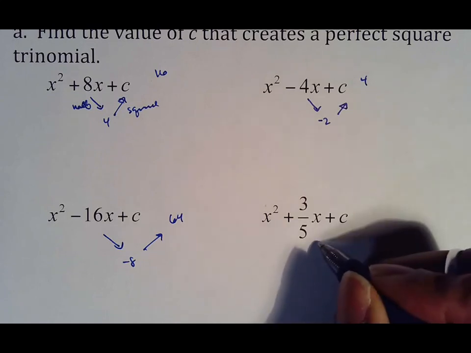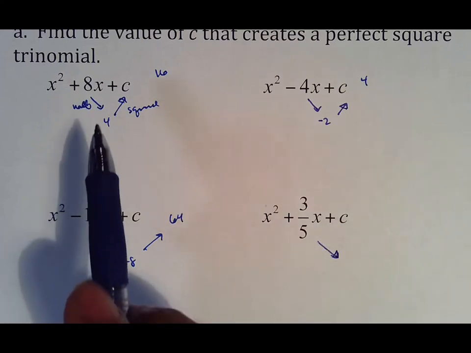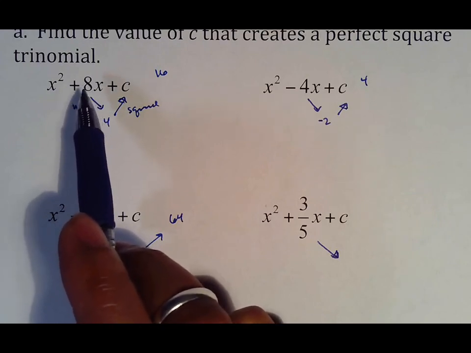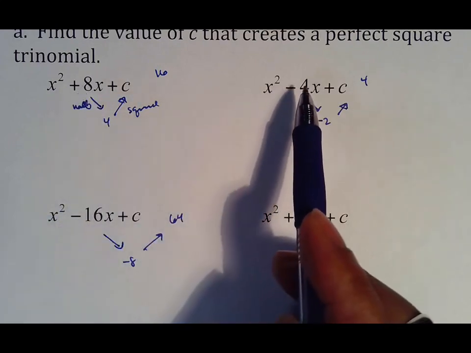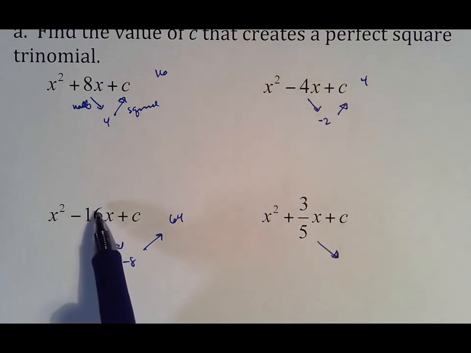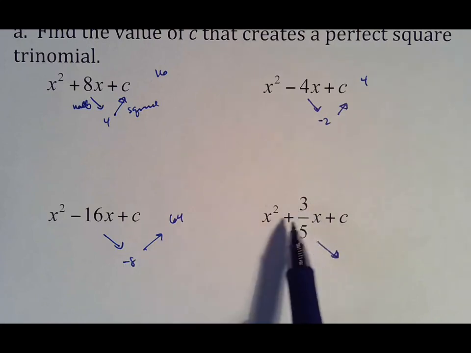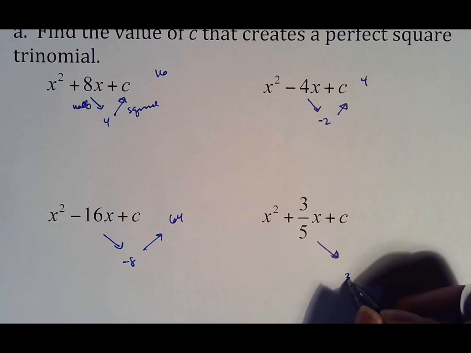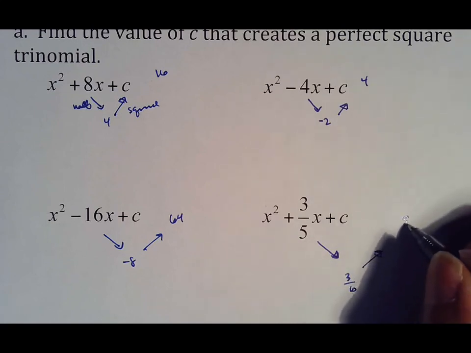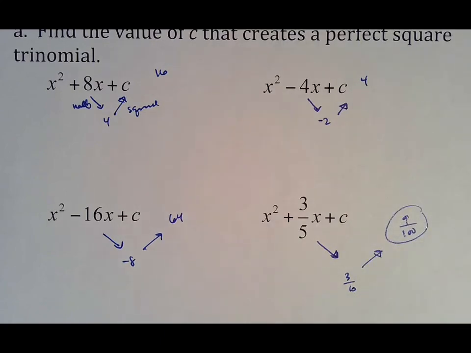The last thing you would do, if you happen to see a fraction, is not so bad, because all we've been doing is putting this over 2. So double the bottom. This was 8/1 turned into 8/2, which is 4. This was 4/1 turned into 4/2, which is 2. This was 16/1 turned into 16/2, which is 8. So 3/5 just means double the bottom, which means it becomes 3/10. I'll prove that to you in just a second. And when you square a fraction, you square both parts. So square the 3, square the 10. 9/100 would be your value of c.